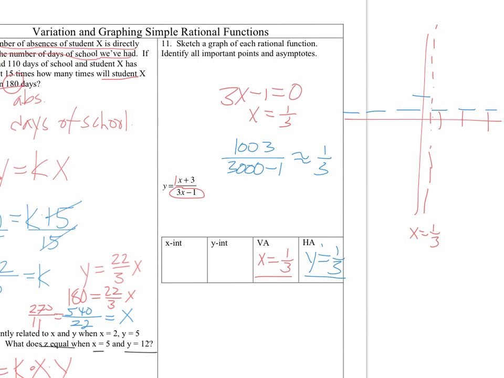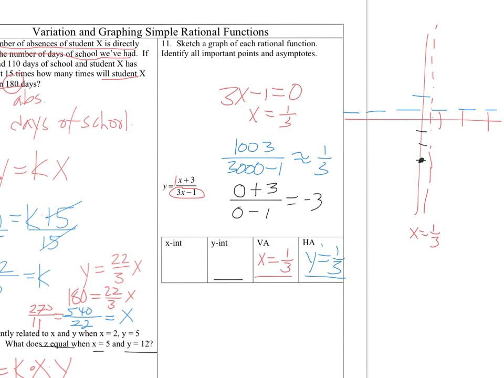Okay, what we're going to do from here is find some intercepts. The y-intercept we get by plugging in 0 for x. So I'm going to do that here. We get 0 plus 3 over 0 minus 1 equals negative 3. So 1, 2, 3.